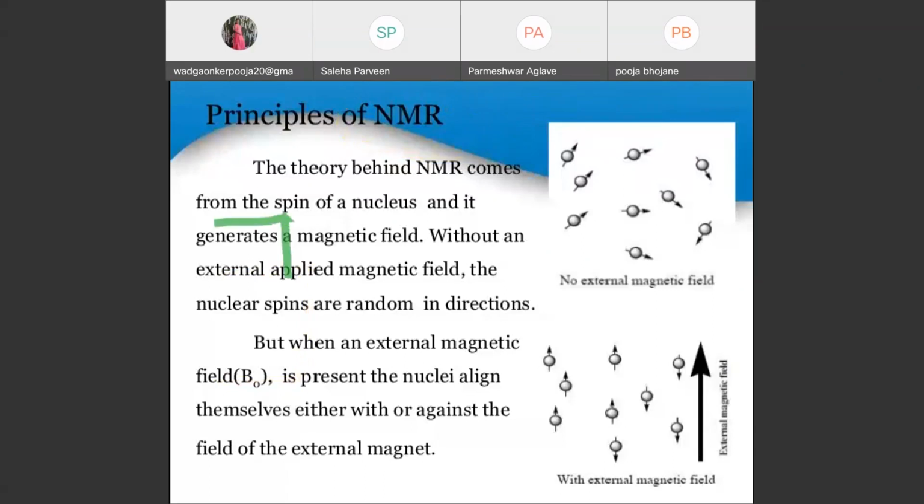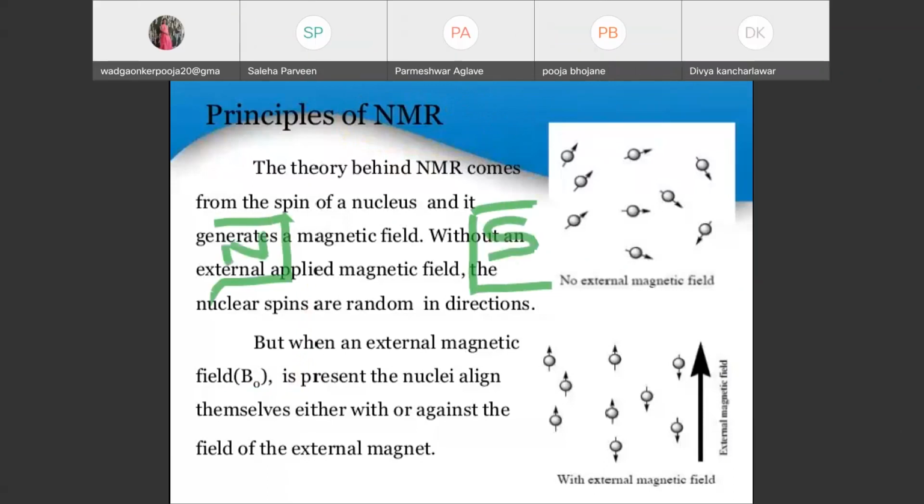So see, whenever we study NMR, we know that here we need magnets. What do I mean by magnets? A magnet will create a magnetic field, and it will have two poles. And what type of two poles are there? North pole and the south pole.